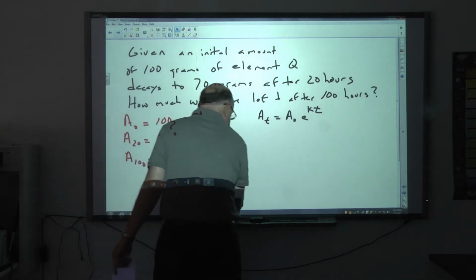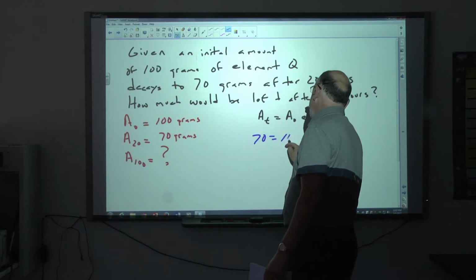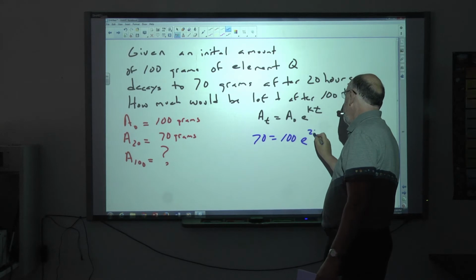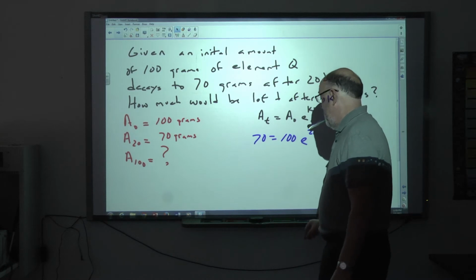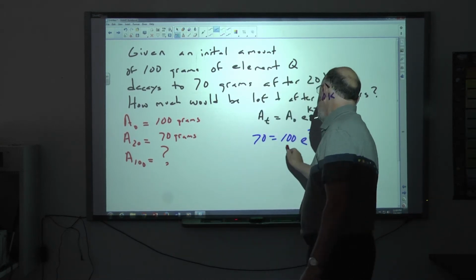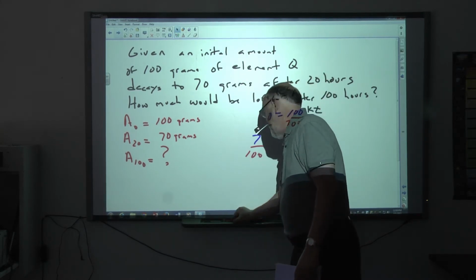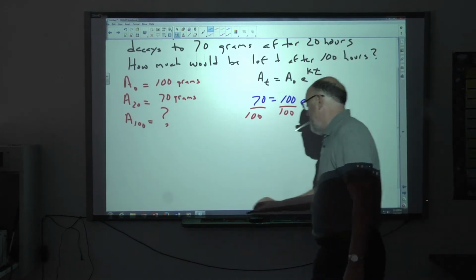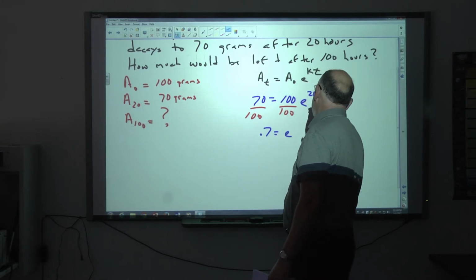So let's plug in what we got. We got 70 equals 100 e to the 20k. We want to solve this now for k. The opposite of multiplying is to divide, so we'll divide by 100. And so we get that 0.7 equals e to the 20k.